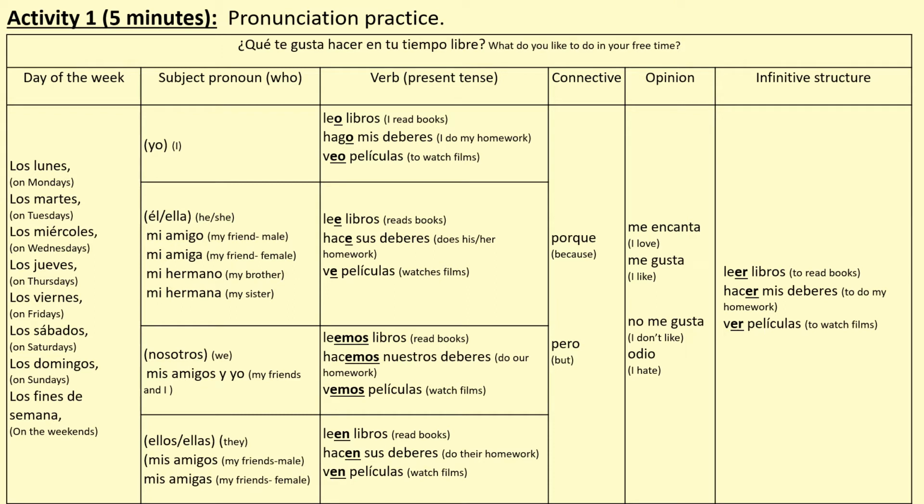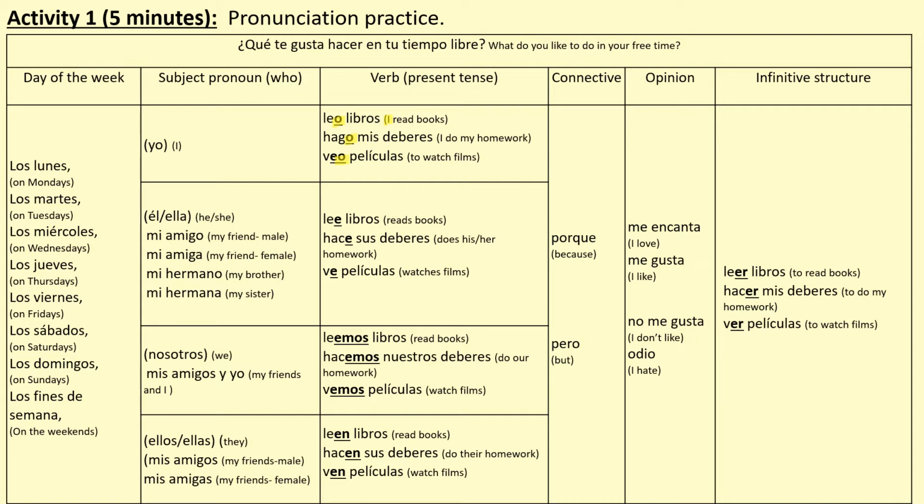Hola, so yes, we're going to recap our pronunciation practice of the sentence builder. We saw this last lesson as well. Okay, so we're going to jump straight to the verb and the present tense to practice our ER verbs. Remember, per row, of course, are verb endings which are highlighted and underlined. So repeat after me. Leo libros. Hago mis deberes. Veo películas. Muy bien. So remember, those all end in O because they're first person singular. We're saying the yo form. I read books, I do my homework, etc.